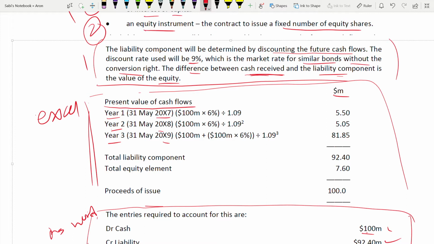Starting with 31st May 2007, one at a time. You finish 2007, go to 2008. Finish 2008, go to 2009.